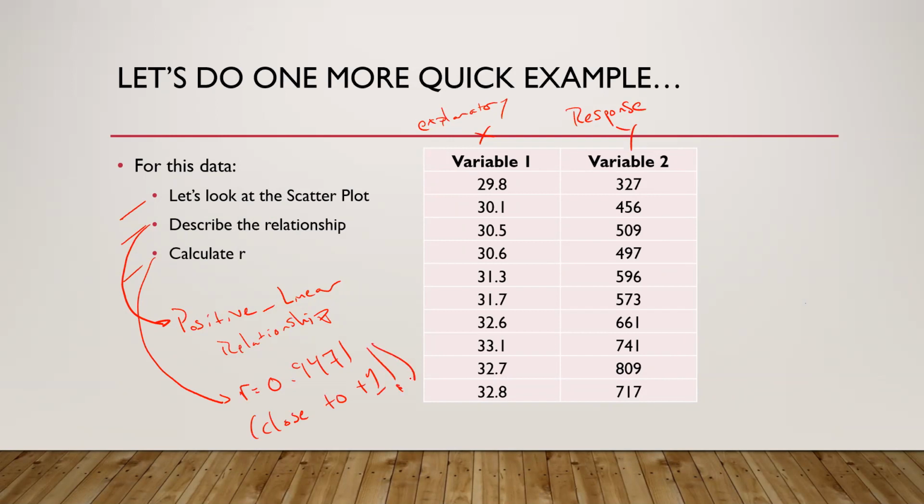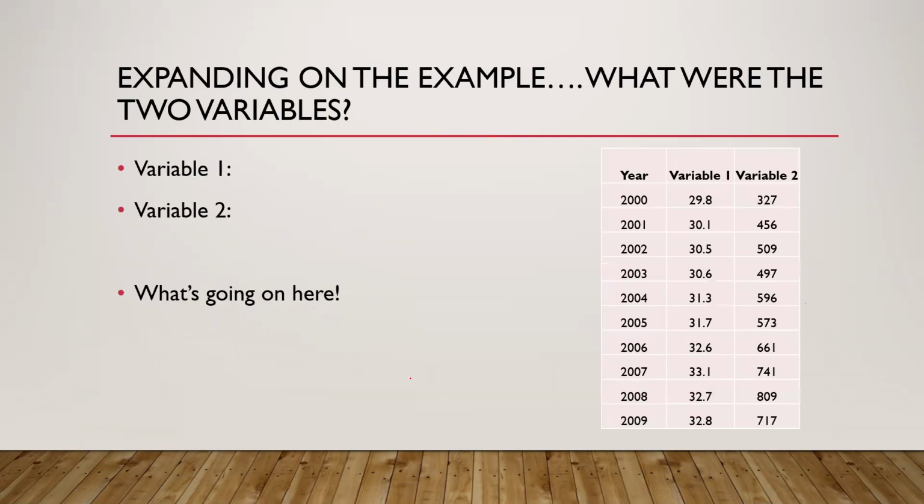Okay, but let me now tell you what the 2 variables are, okay? Variable 1, what you look here is I add a column here with year, and it just looks like this is what you're seeing. As time has gone on, this is a data set from the year 2000 to 2009. Variable 1 has increased, and for whatever reason, variable 2 has also increased over time.